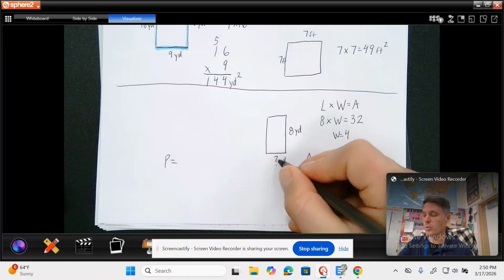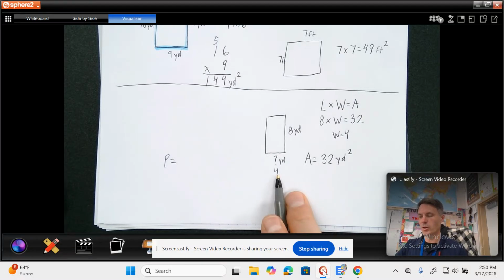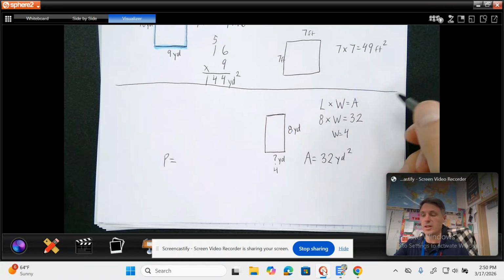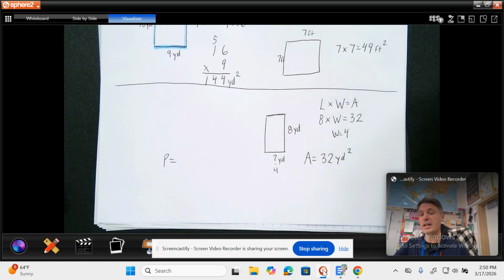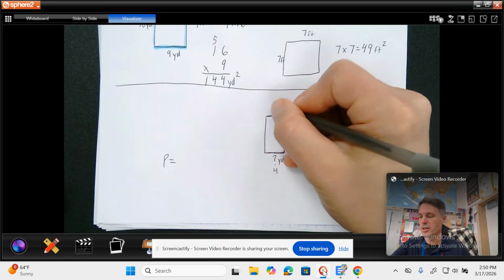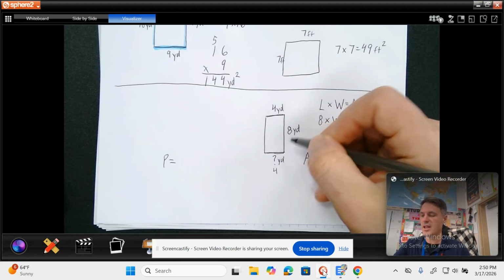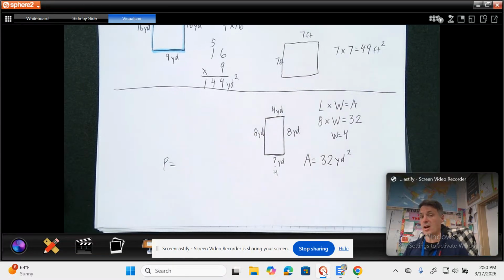So we just found out what this number is here. It's 4 yards. Now that we know that's a 4, do we also know what this length is here, or what this width is here? Yeah, since this is a rectangle, it has parallel congruent sides. So if this side is 4 yards, this side has to be 4 yards. And if this side is 8 yards, this side has to be 8 yards. And now, can we find the perimeter?